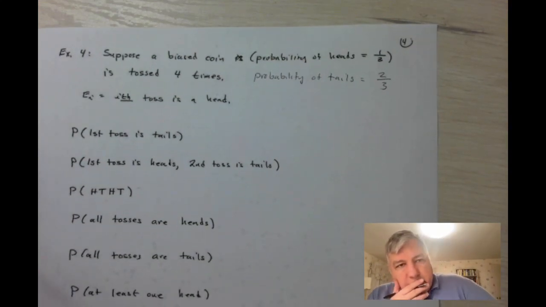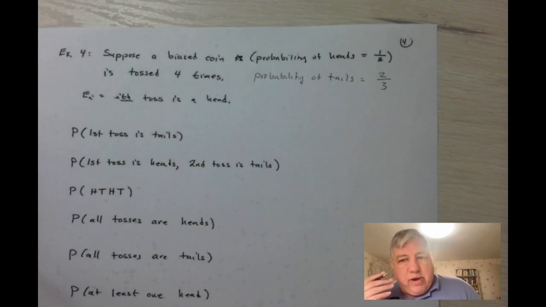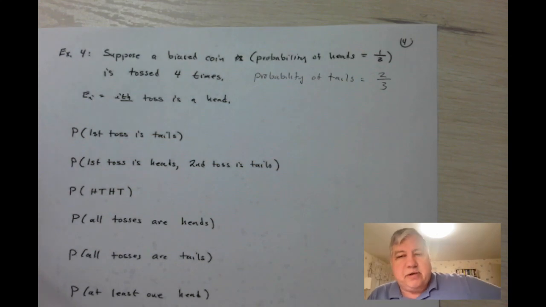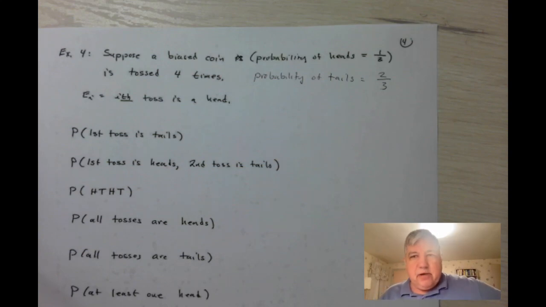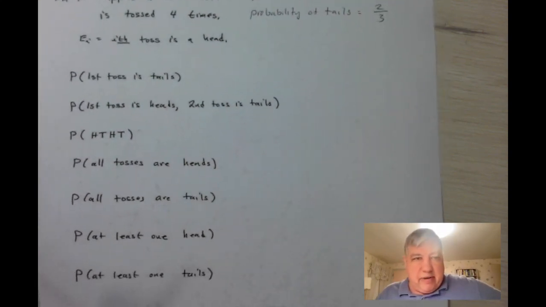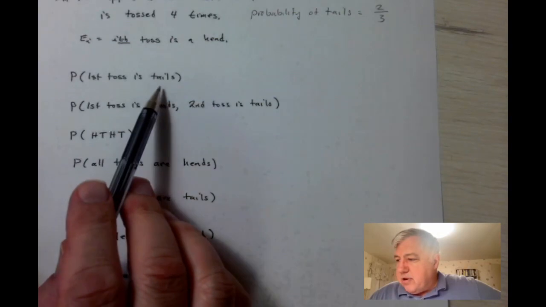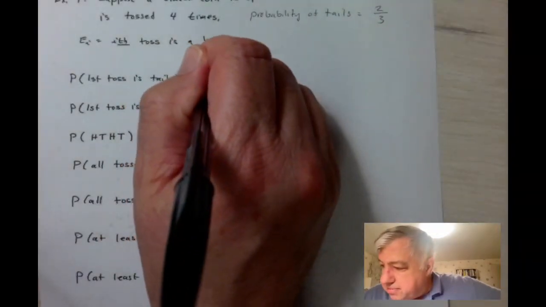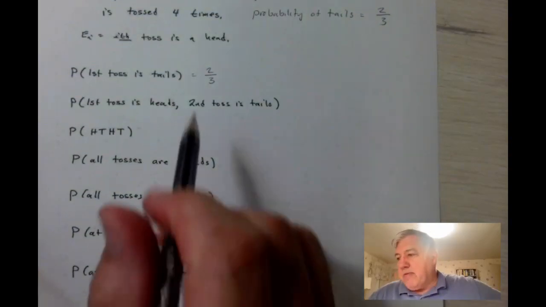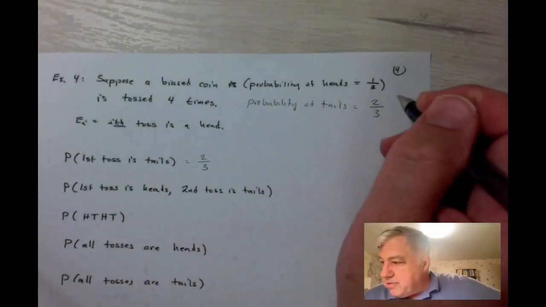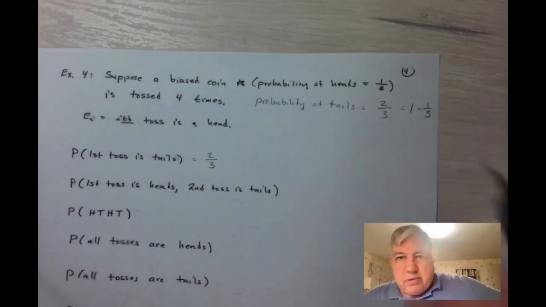Now, we know the tosses are independent of each other, so it's going to be pretty straightforward. We use the multiplication principle here. If we just want to know the probability that the first toss is tails, and we don't care about the other tosses, well, we just care about the first toss, and the probability of tails is 2/3. Again, 2/3 because it's 1 minus 1/3. These are complements of each other.